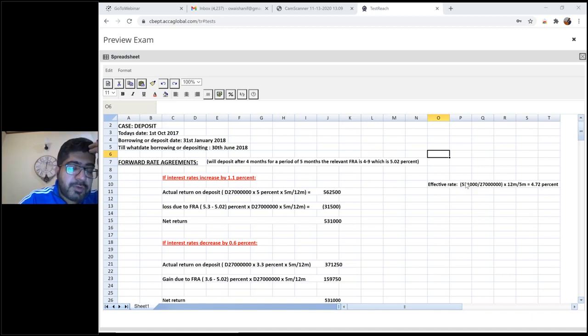We have to take one FRA, either 4-9 or 5-10. Since today's date is 1st October and the borrowing deposit date is 31st January, we are depositing after 4 months for 5 months. The principle states that if you are starting after 4 months, for 5 months, it should be 4-9. That's why we took it for 5.02.